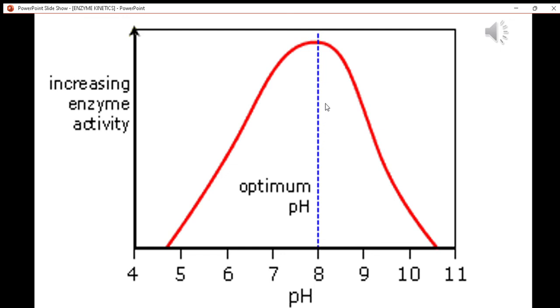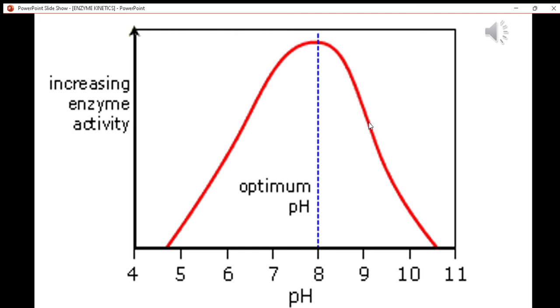What's the effect of changing pH upon the activity of an enzyme? As you can see in the graph, from the beginning, an increase in the pH leads to an increased activity of the enzyme. Then the activity reaches a maximum value at a pH called optimum pH. Thereafter, any further increase in pH reduces the activity of the enzyme.